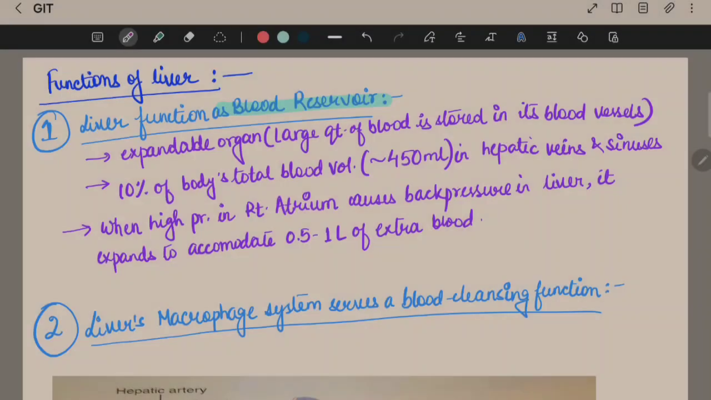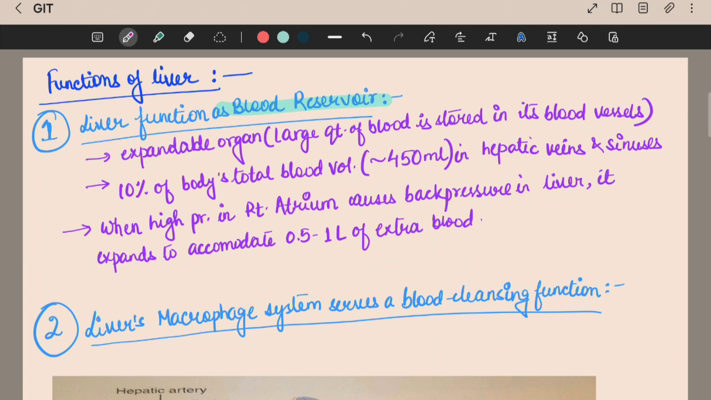Thank you. Everyone, I am Saptarshi Biswas from Murshidabad Medical College. Today we will be discussing the various functions of the liver. Now the liver is the largest gland of the human body, we all know, and it produces many substances and has a key role in metabolism.